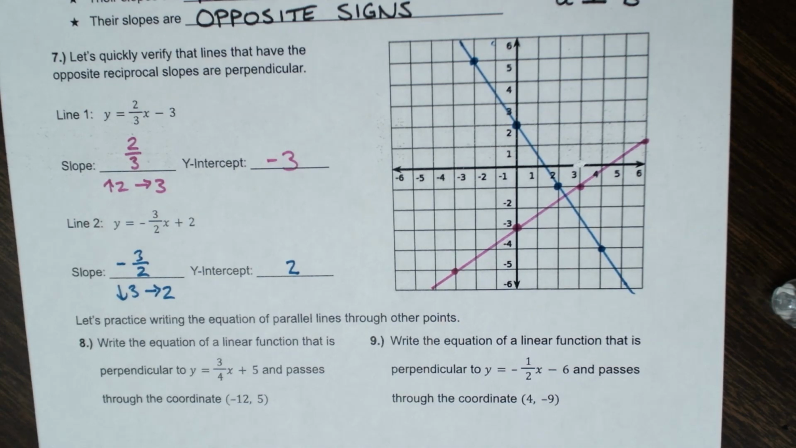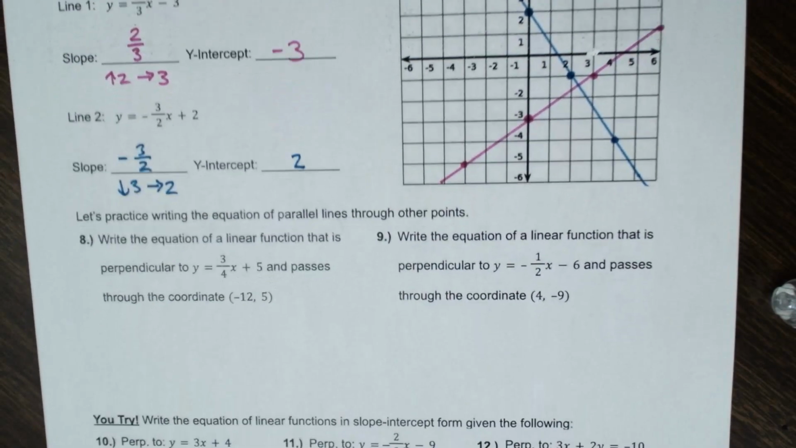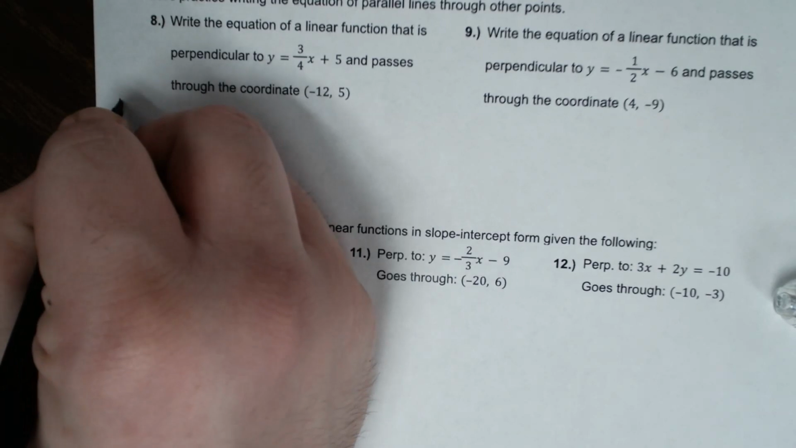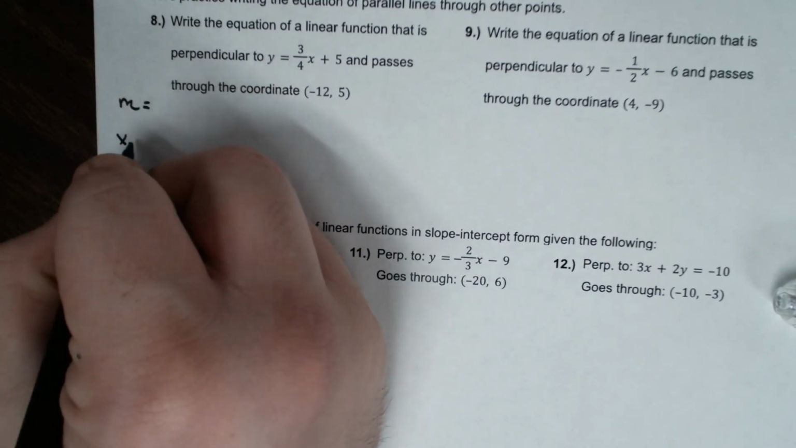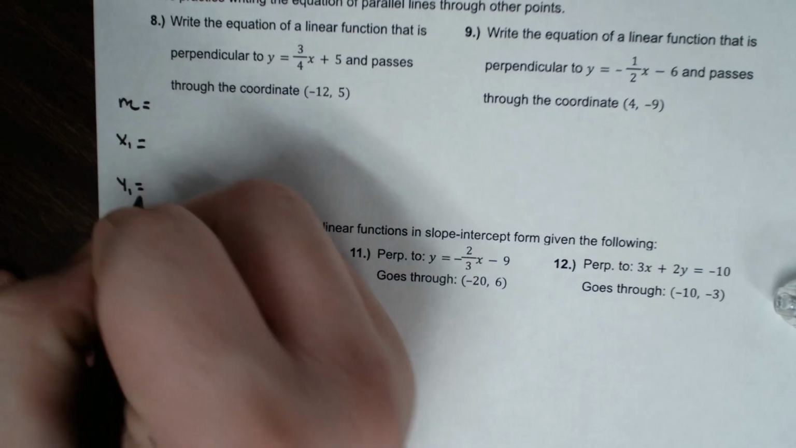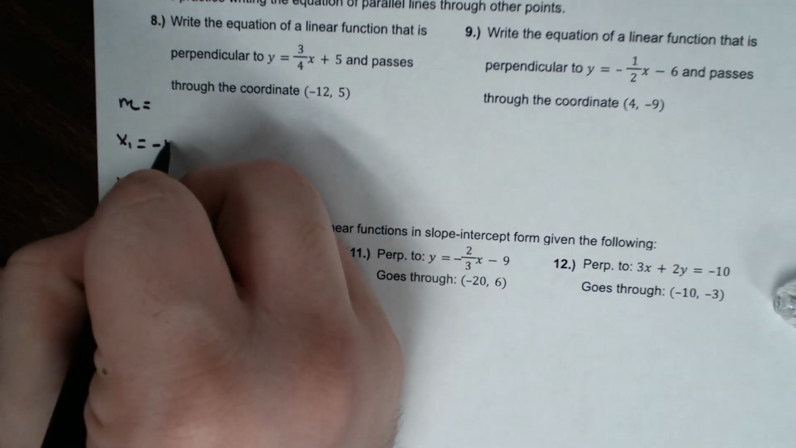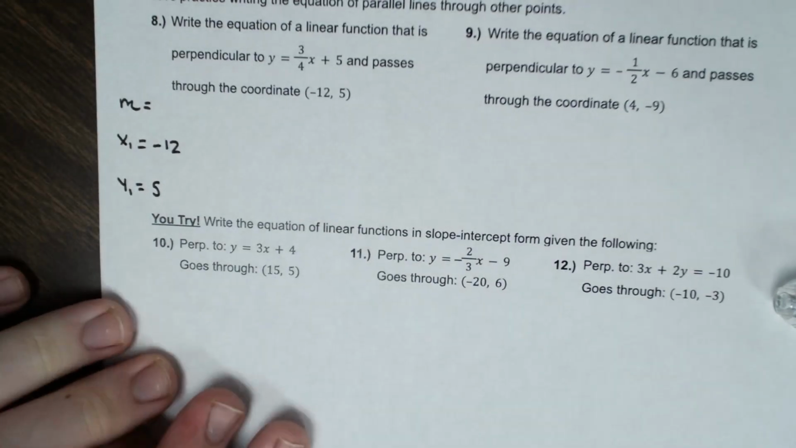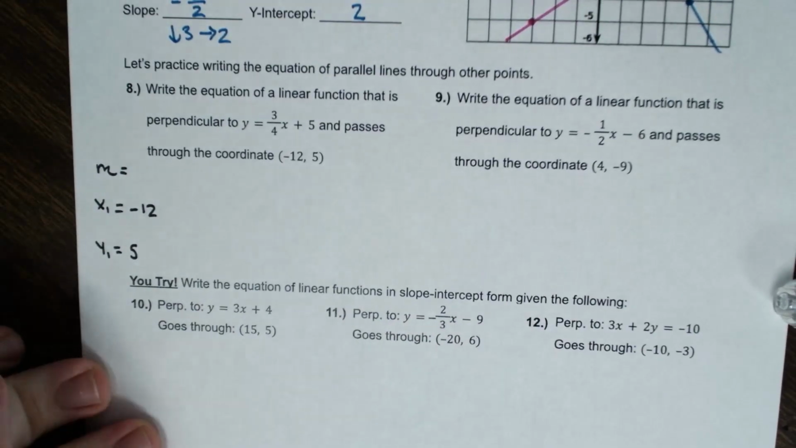Do we have any questions about number 7? All right, let's get through these next two and I'll let you practice. Number 8, write the equation that's perpendicular to 3/4 x plus 5 and passes through negative 12, 5. So I need a slope and 2 coordinates. The x1 and y1 are just negative 12 and 5. Now remember, we're going to switch those signs here in a minute. But I need an opposite reciprocal slope.